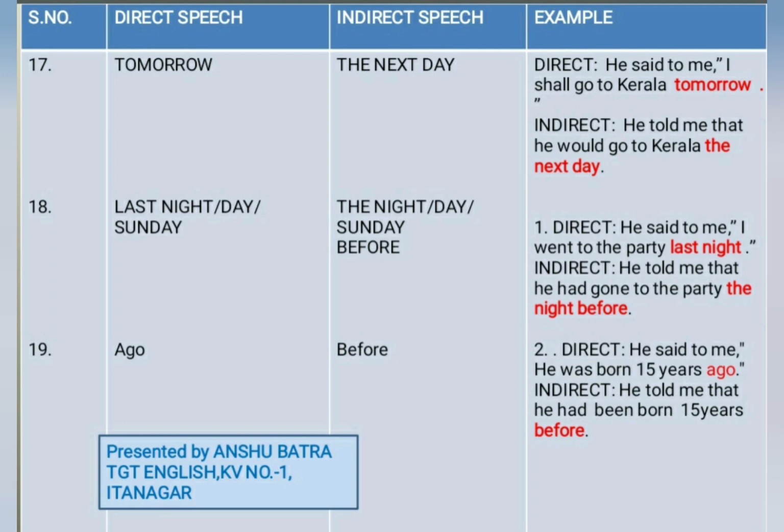Last point, if ago comes in direct speech, it becomes before in indirect speech. Example, direct speech. He said to me, he was born 15 years ago. Indirect speech, he told me that he had been born 15 years before.